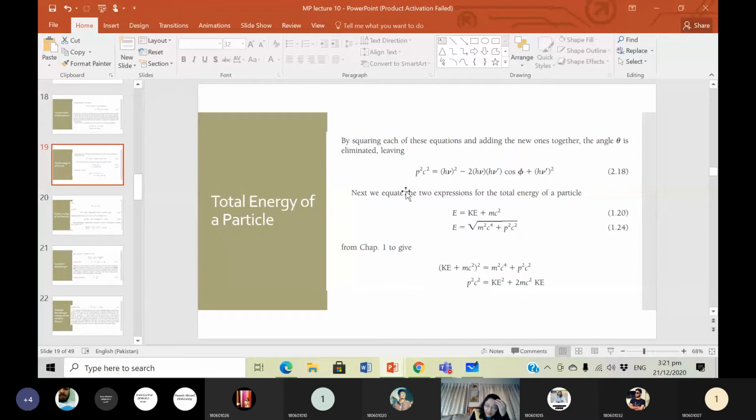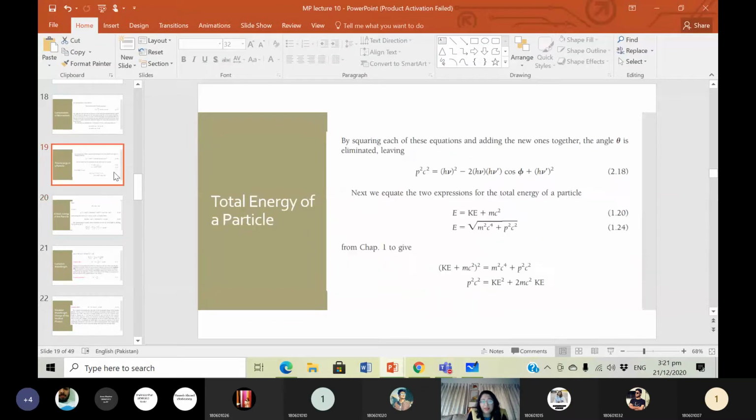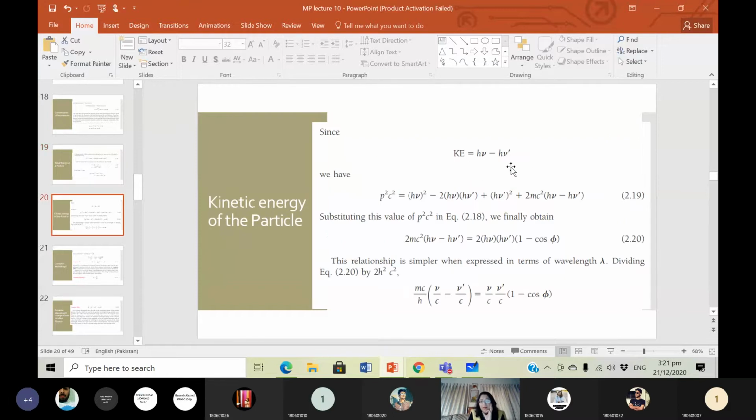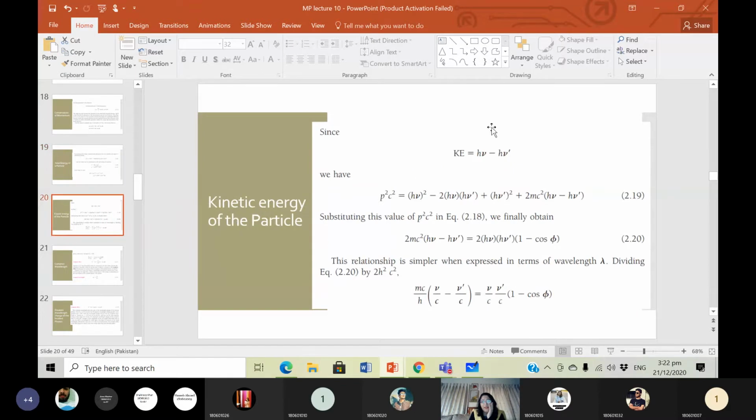We had this equation among our equations. We have basically p squared c squared is equals to, we have this equation 2.18, okay? In place of p square c square we have put this, okay? These terms, in which we have put h nu minus h nu dash in place of the kinetic energy. So we will get this equation, substituting this value of p square c square into 2.18. In place of kinetic energy, we put this, so we get this equation, okay?